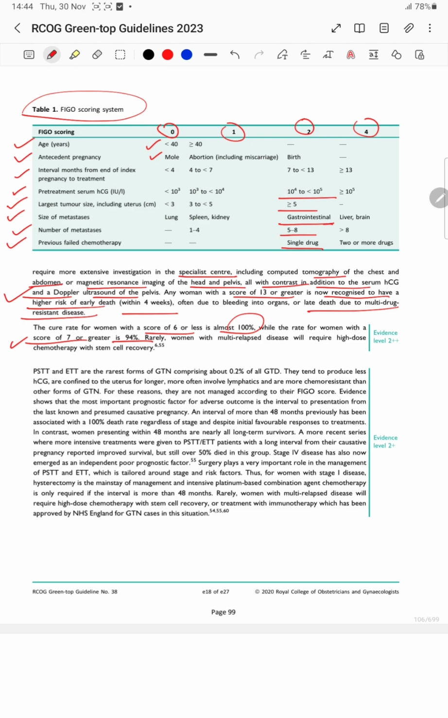And a score of 4 is given when the interval is more than 13 months, HCG levels are more than 10^5, the metastases are in the liver or the brain, the number of metastases is more than 8, and 2 or more drugs have failed.